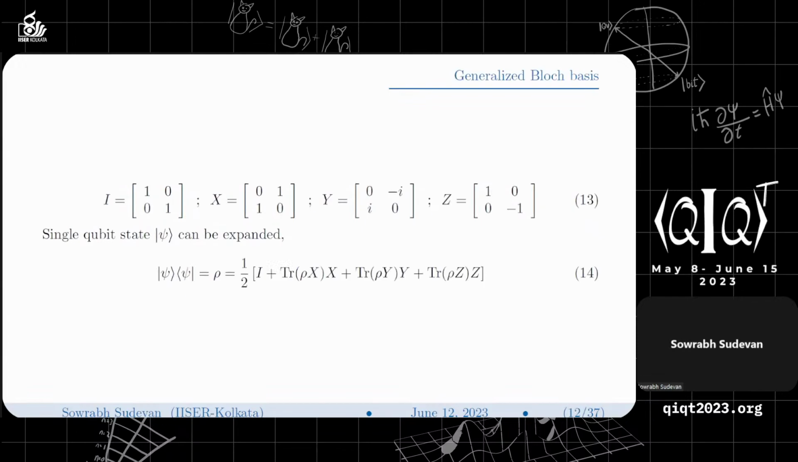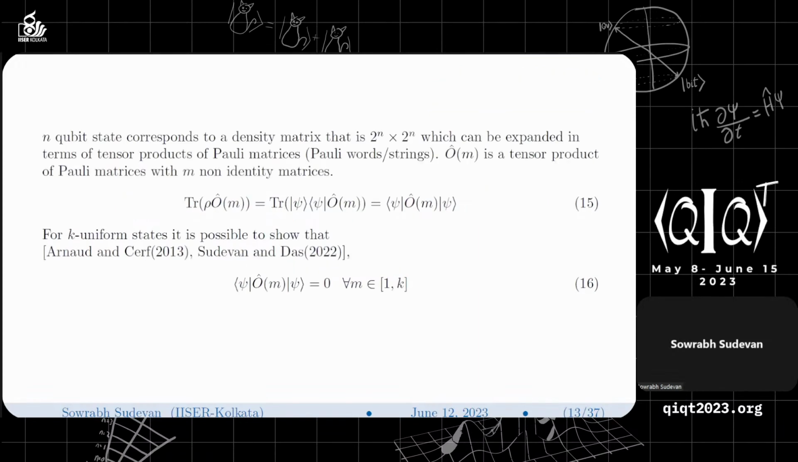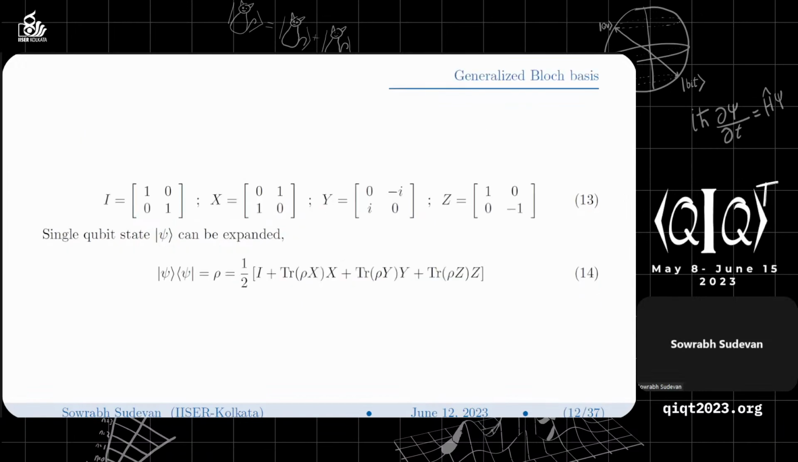So now these are the Pauli matrices. I'm using this notation I for identity, X for the Pauli X, Y for the Pauli Y, and Z for the Pauli Z. Any single qubit state can be expanded in this form, and this is called a Bloch expansion. And there can be a generalized Bloch expansion: you can write any multi-qubit state as an expansion in terms of tensor products of Pauli matrices.